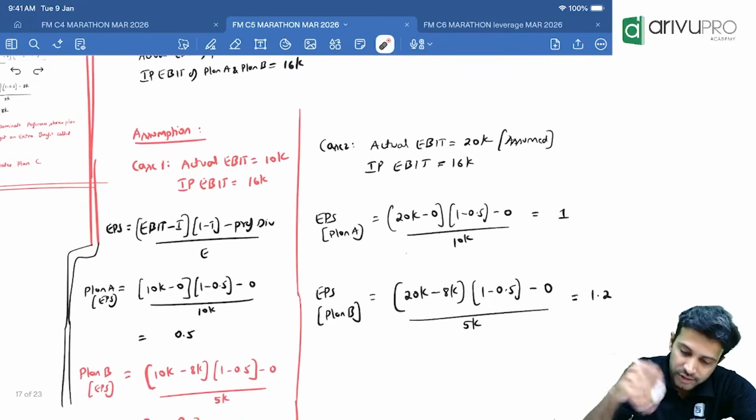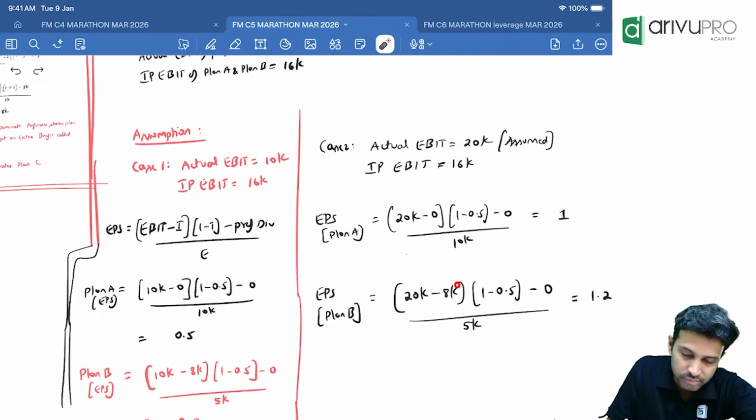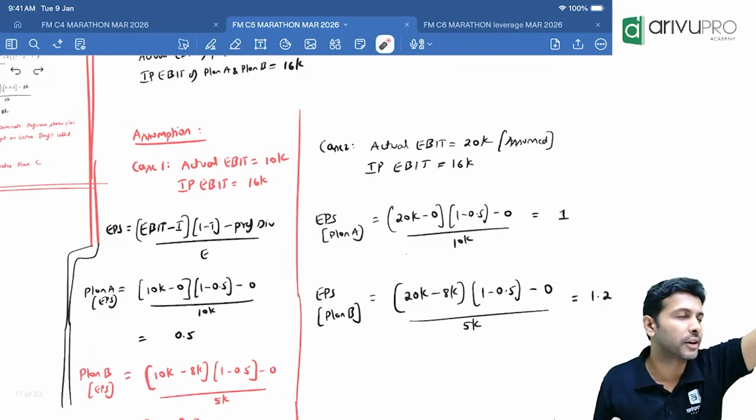1. Same thing, calculate EPS for plan B. EBIT is 20,000. Interest is 8,000. Into 1 minus tax rate. Preference dividend is not there. Number of equity shares is 5,000. How much are you getting? 1.2. One minute. Go back to theory.